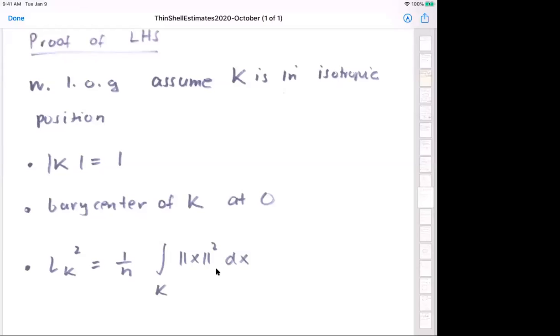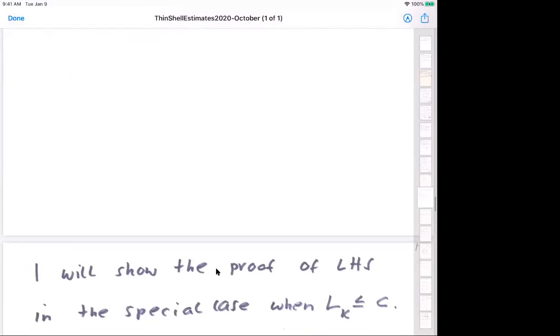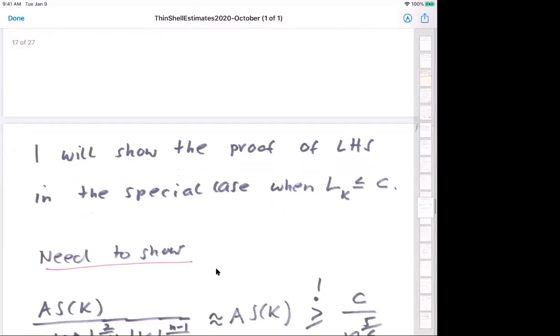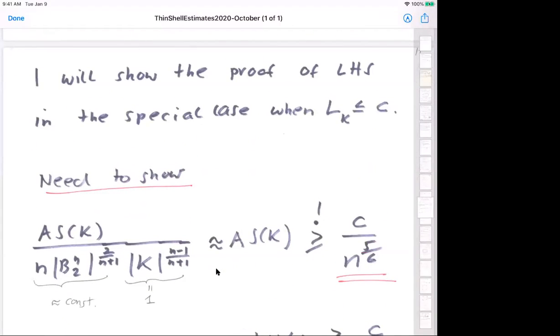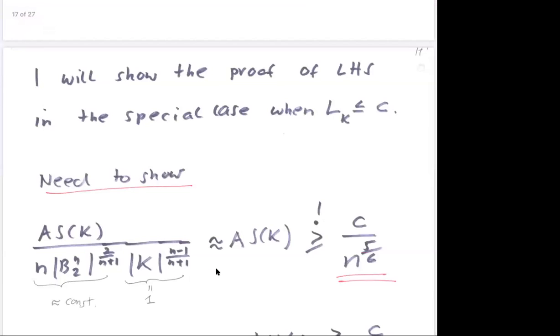Now we've placed the body in isotropic position. I will give an indication of the proof, not in the most general situation, but only under the assumption that the isotropic constant is indeed a constant. Then I don't have to carry this L_K with me all the time. Assuming that, what do we need to show for the lower bound?